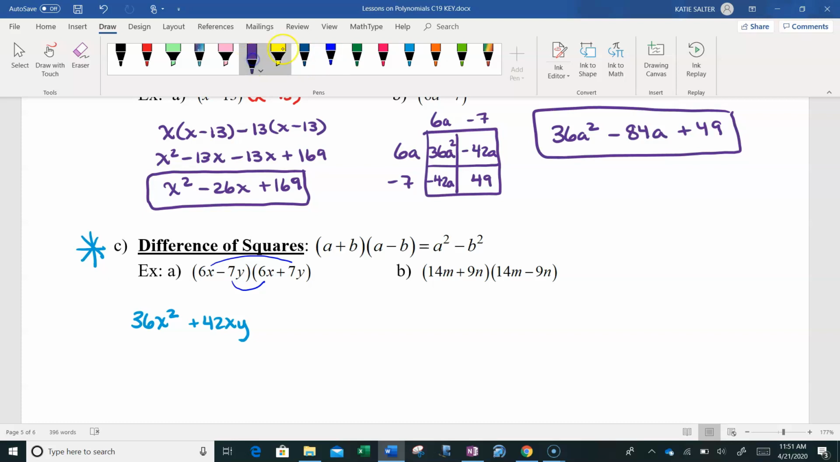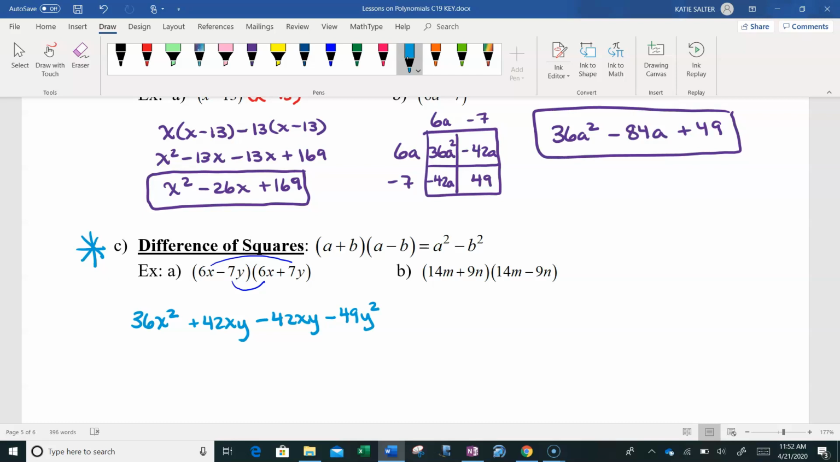So a negative times a positive is going to give us a negative. 7 times 6 is 42. Y times x, we're going to write alphabetically, xy. And then last, negative 7y times positive 7y is going to give us negative 49, because positive 7 times negative 7, and then y times y is going to give us y squared.